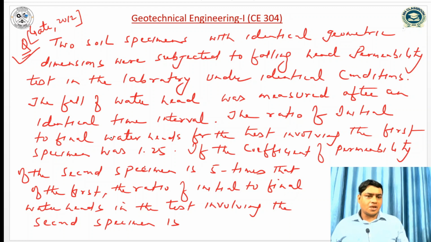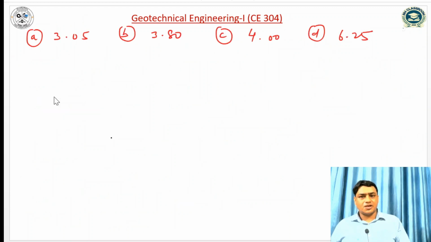So let us assume the initial head is H1 and the final head is H2. So H1 by H2 for the first specimen is given as 1.25. If the coefficient of permeability of the second specimen is 5 times that of the first, so let us assume the coefficient of permeability for the first specimen is K1. So the coefficient of permeability for the second specimen, K2, is equal to 5 times K1. So we have to find the ratio of initial to final water head in the test involving the second specimen, and the options are 3.05, 3.8, 4 and 6.25.